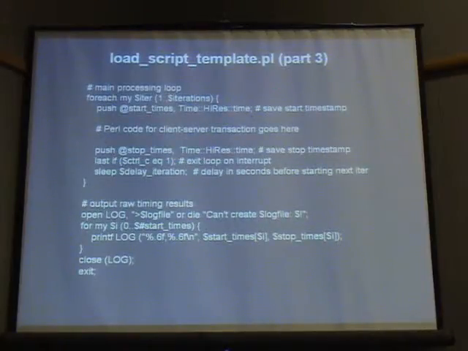And the remaining part of the template, the main processing loop, and that's a sandwich for, here's where you put your client-server transaction in Perl, right here. Sandwich between the start time and stop time. Again, check to see if you've got an interrupt, so you can exit gracefully, and an optional delay between iterations. And then when all the iterations are finished, or this is stopped prematurely, then you output the raw time results, simply copying this array out to the log file.